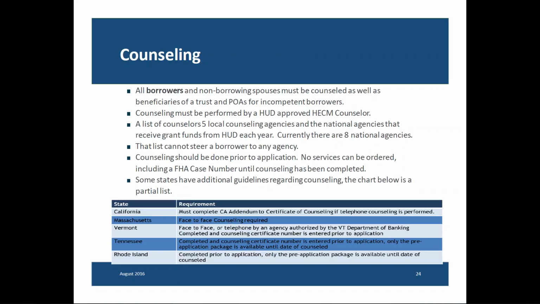The chart below is a partial list. In California, they must complete an addendum to certificate of counseling if telephone counseling is performed. Massachusetts, face-to-face is required. Vermont, face-to-face or telephone by an agency authorized by the Vermont Department of Banking. Tennessee, completed and counseling certificate number is entered prior to application. And Rhode Island, completed prior to application. So there are a few states out there, but again, I encourage you, no matter what state they're in, that you do the counseling prior to taking the application.